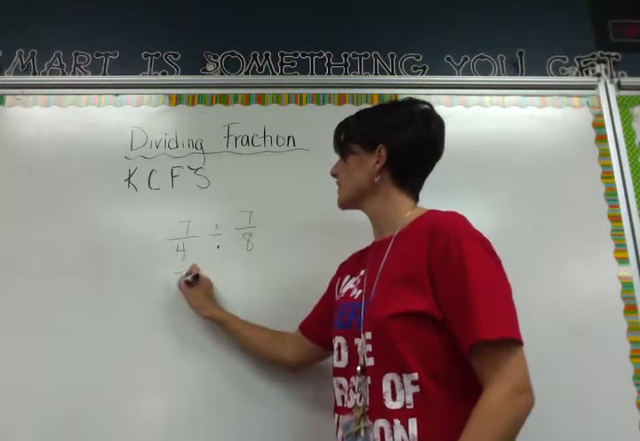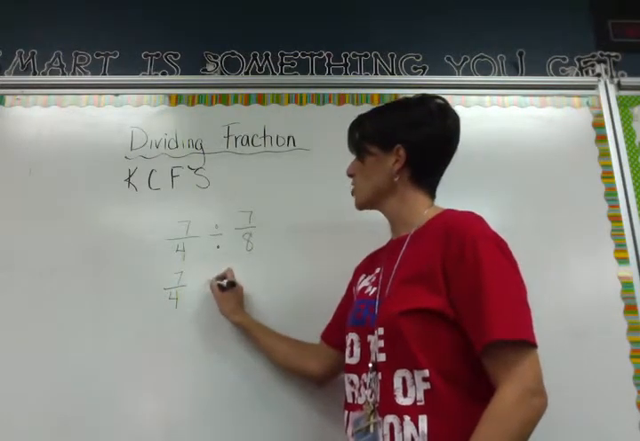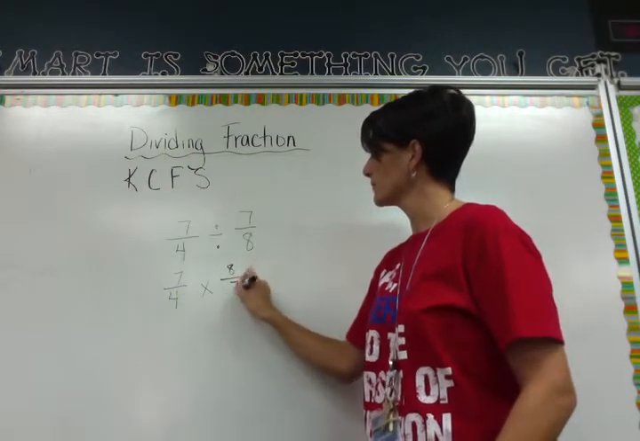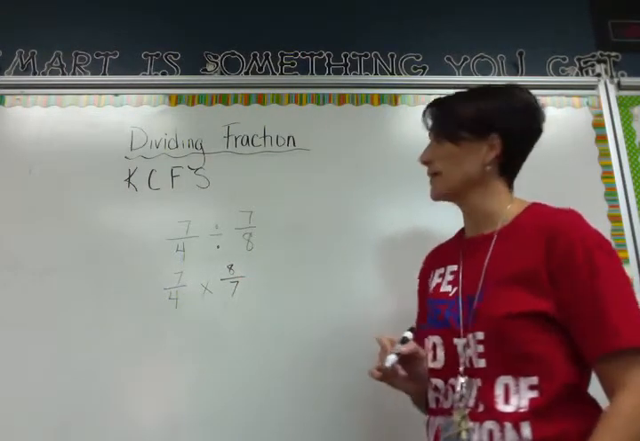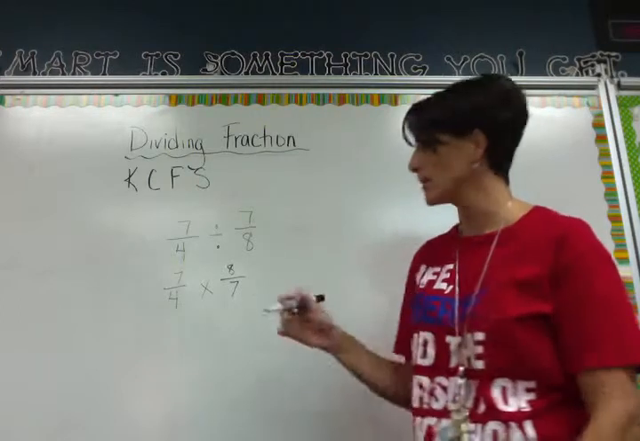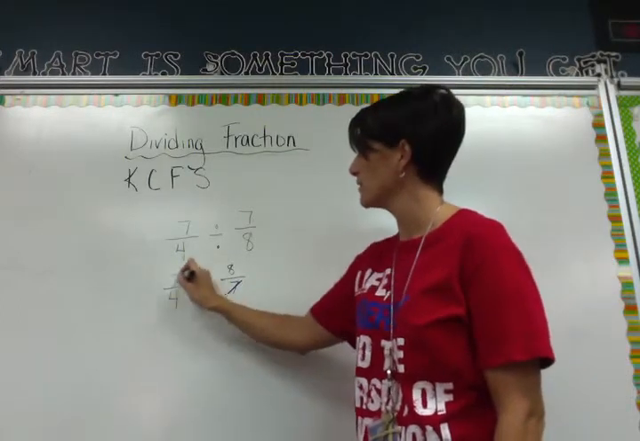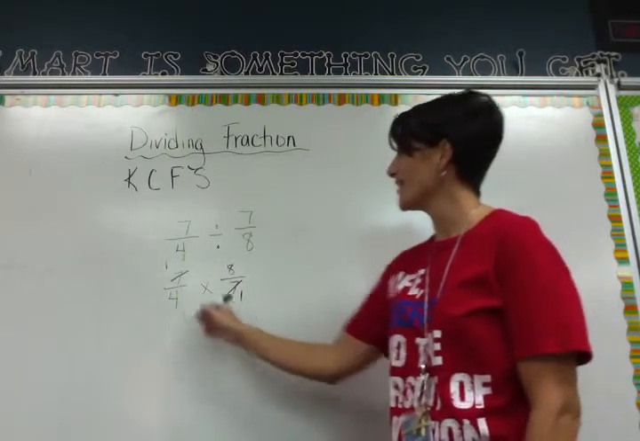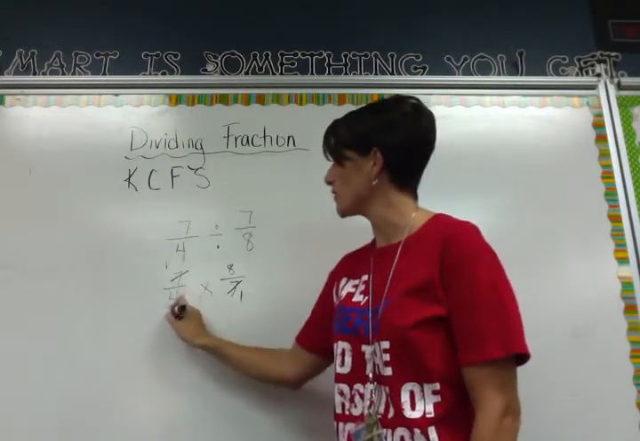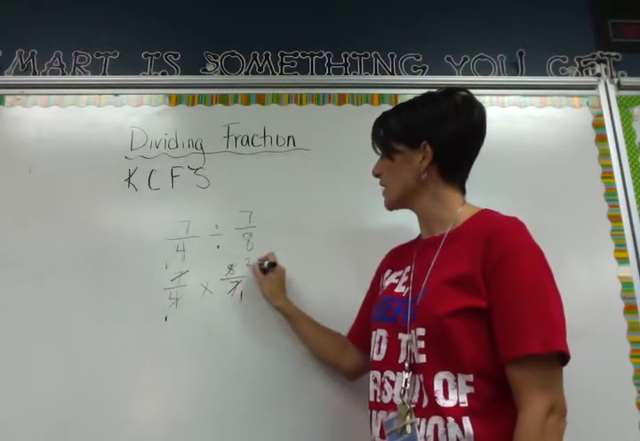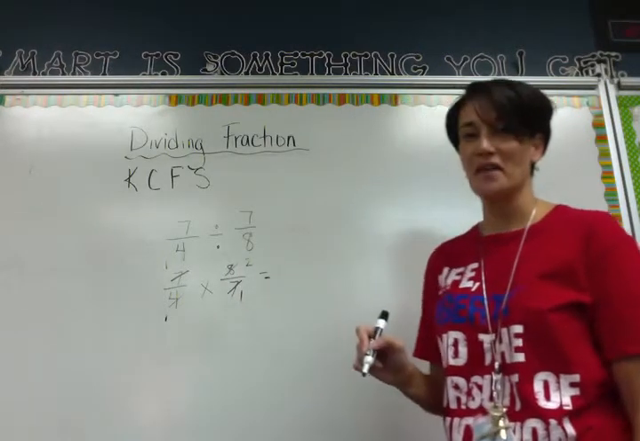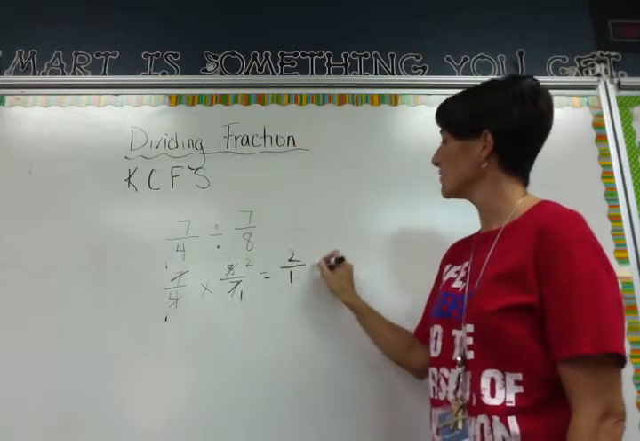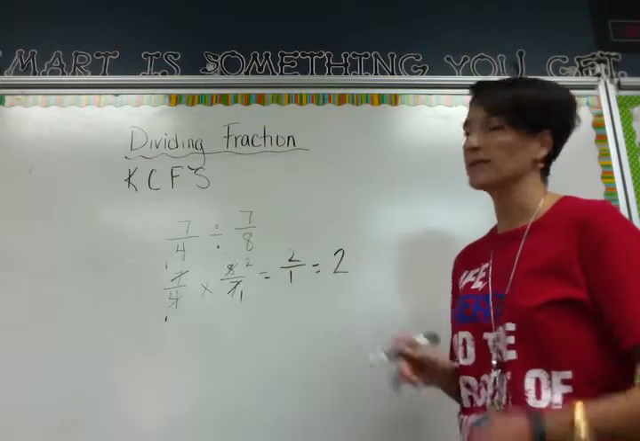All right, so 7/4 I'm going to keep, change my symbol, flip it over. I'm going to see if I can simplify, and in this case I am seeing both ways that I can cross simplify. So 7 and 7 I can simplify down to 1 because 7 goes into both of those numbers. And then here I can simplify by 4, so 4 goes into 4 one time. 4 goes into 8 two times. Definitely can't simplify any more than that. So 1 times 2 is 2. 1 times 1 is 1. Again, whole number as the answer of 2.